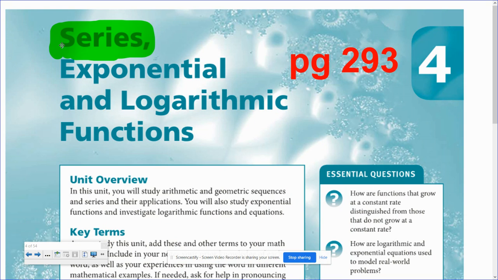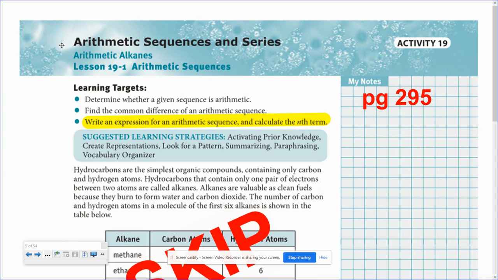Unit 4 technically has three different parts to it. We have series, exponential, and log functions. So we're starting with the first part, which is sequences and series. Let's look at page 295. What we're going to be doing is seeing what makes a sequence arithmetic, talking about a common difference, and then writing expressions.